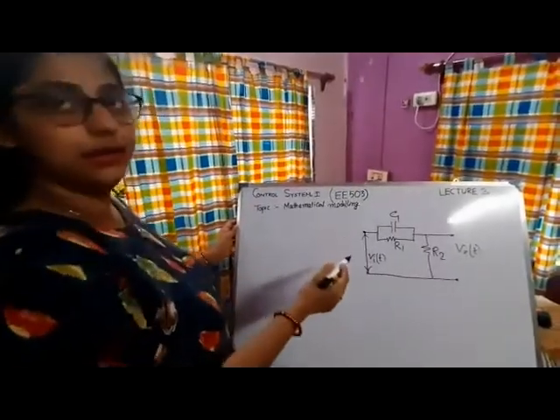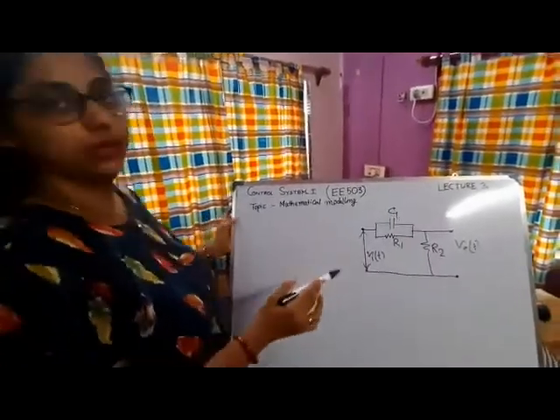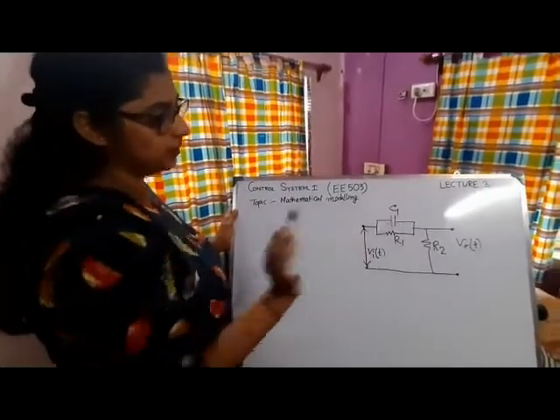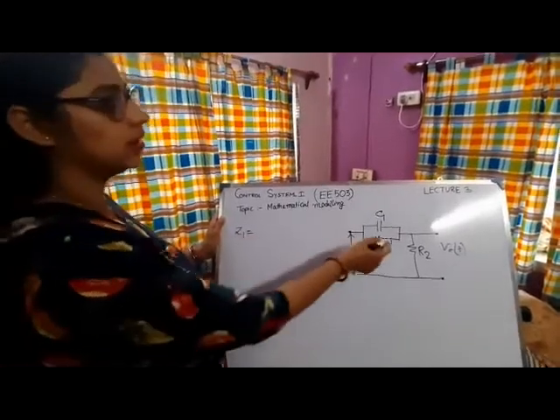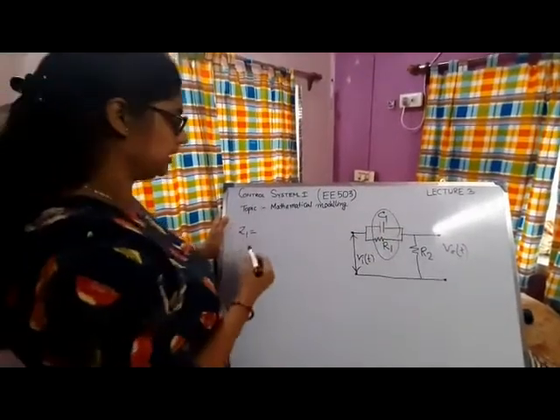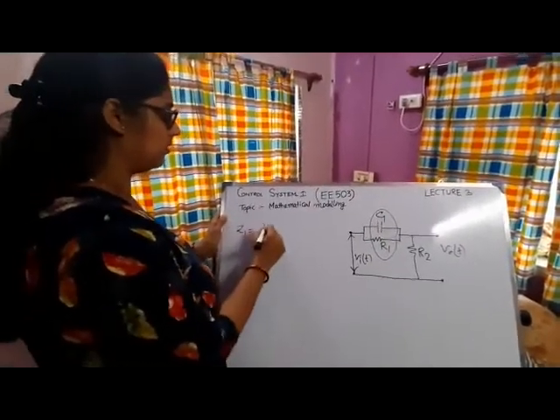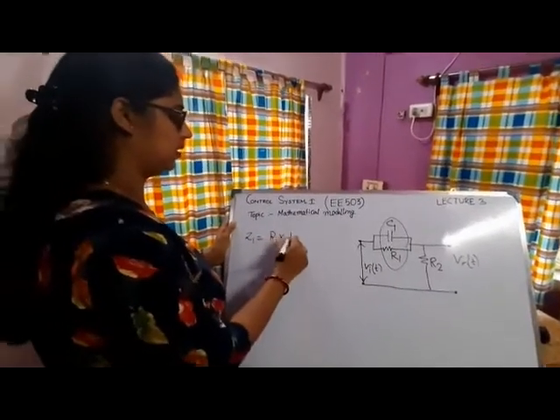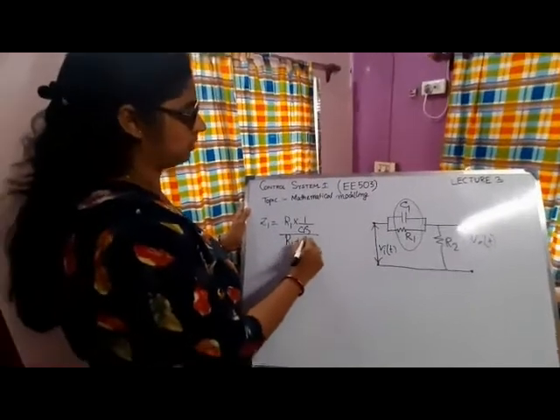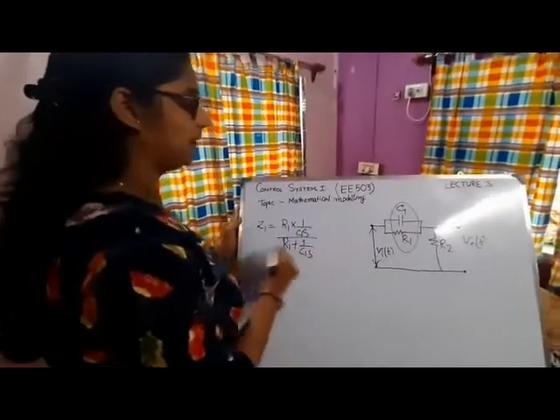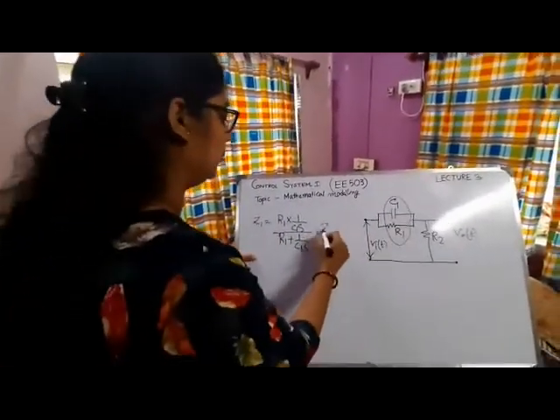Let us take another example of mathematical modeling of an electrical circuit. This circuit is given. Here the impedance Z1 is the parallel combination of R1 and C1. So Z1 can be written as R1 by (1 plus R1 C1 s), that is R1 in parallel with 1 by C1s, and Z2 is only R2.